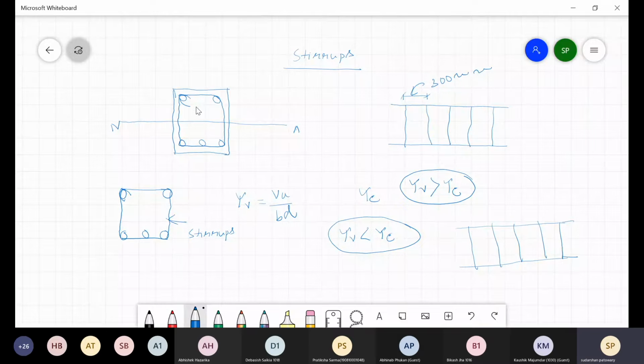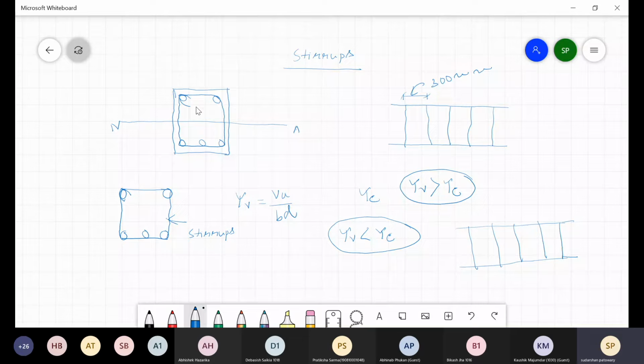We always provide stirrups, whether required or not required, to hold the main reinforcement in shape. But if your concrete cannot resist the shear force developed in the beam, then we have to design the beam for shear failure also. So in that case, we have to design the stirrups also. Clear?